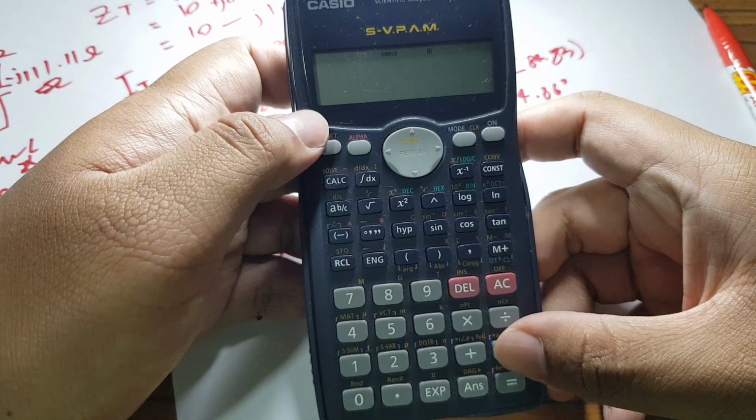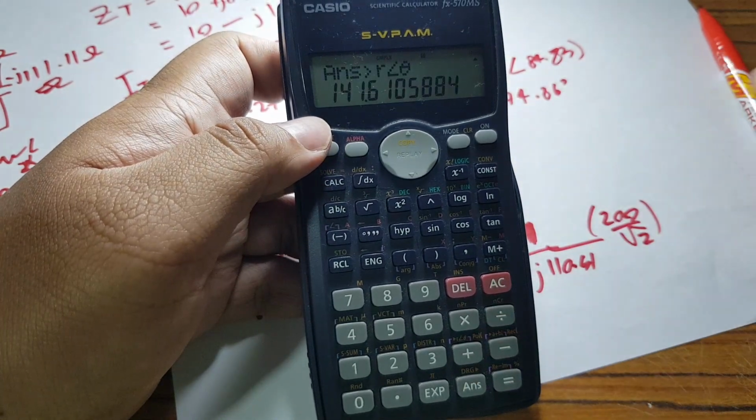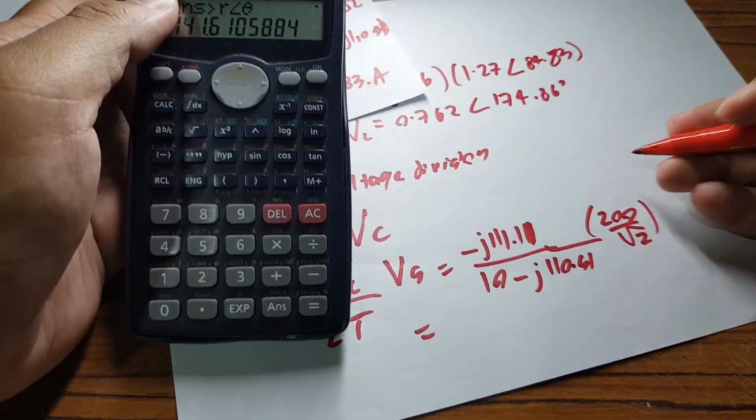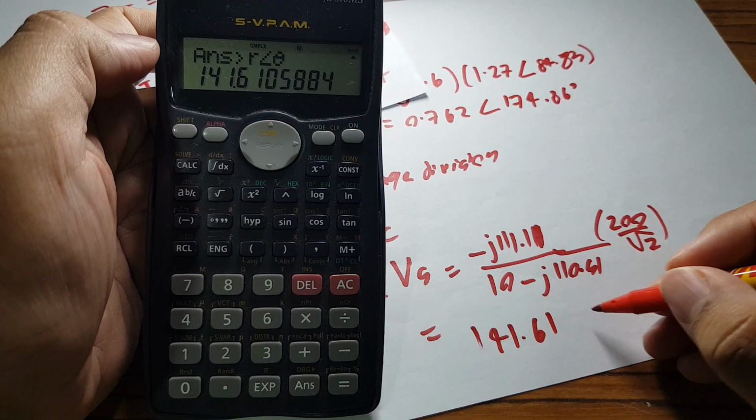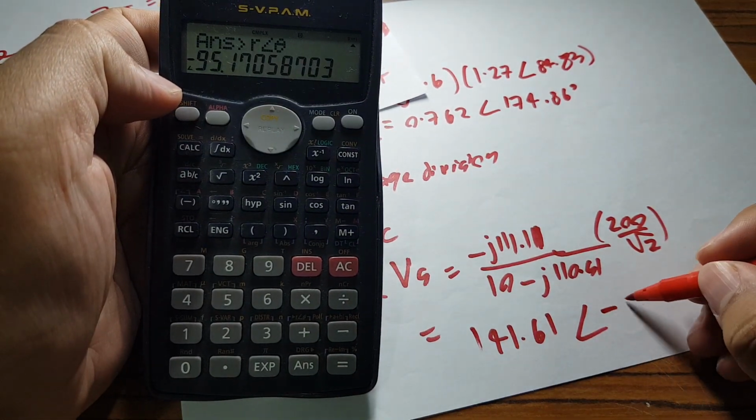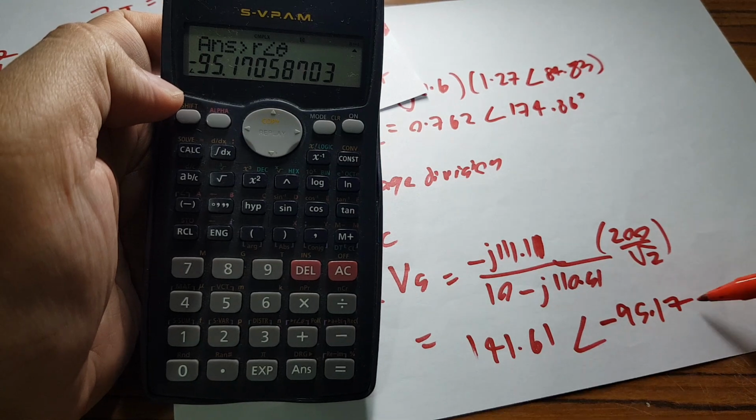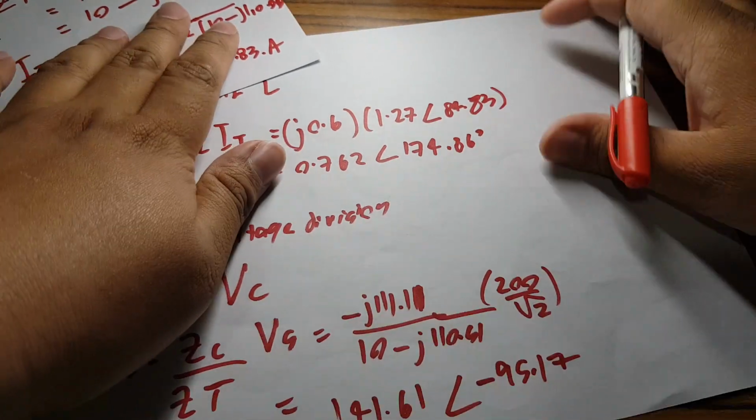So don't forget to change to polar form. So the voltage here is 141.61. Okay, the angle is negative 95.17. Okay, you get this and get the answer.